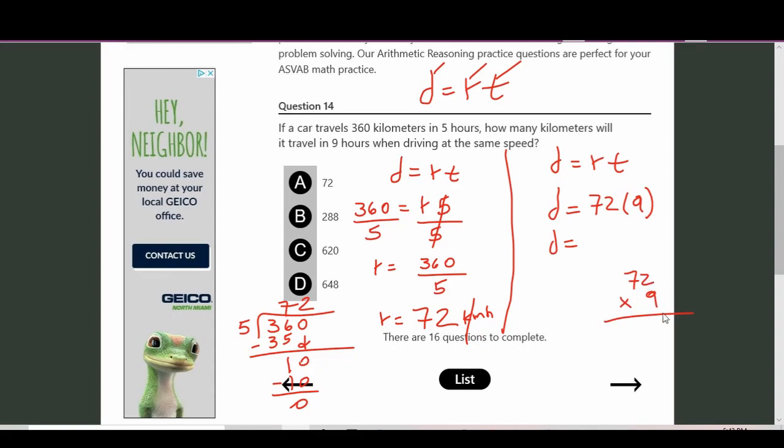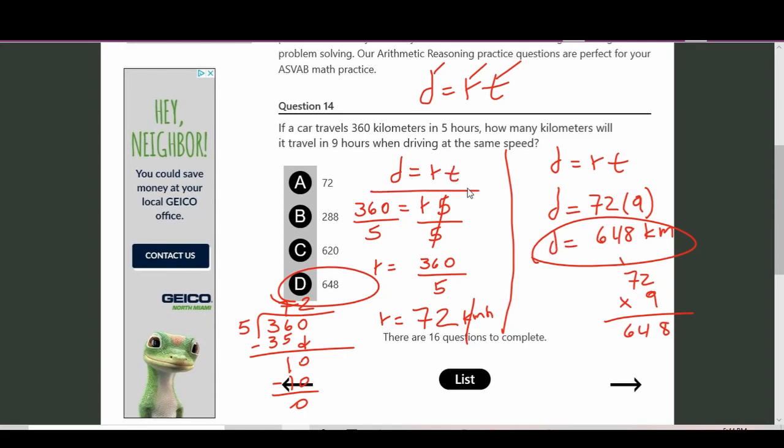9 times 2 is 18, carry the 1. 7 times 9 is 63, plus 1 is 64. Therefore, we know the answer is 648 kilometers. Okay? So to do this one, you had to figure out what the rate of the car was. And then you had to use that information to figure out how far it would travel in 9 hours.